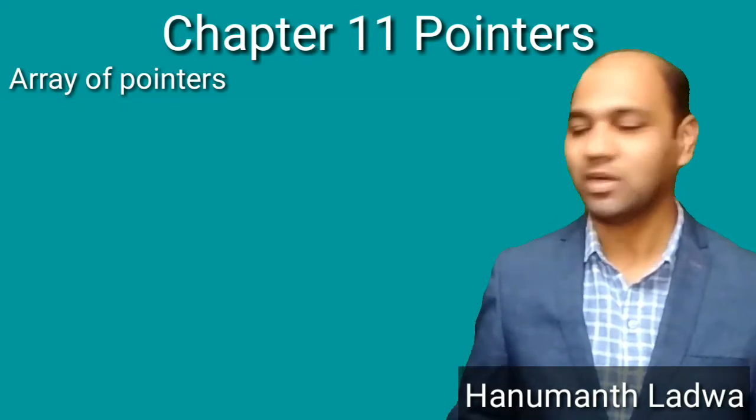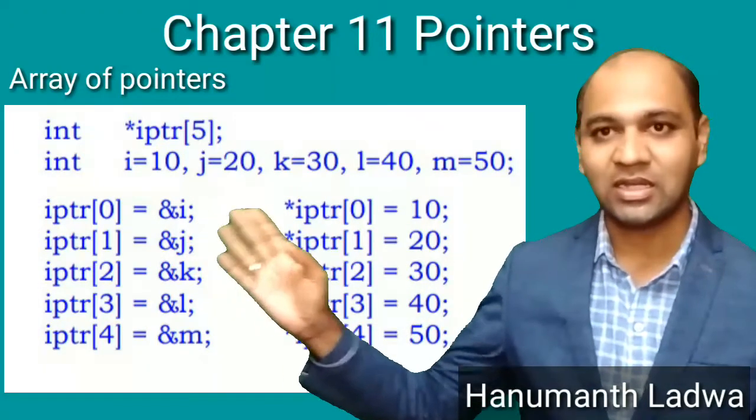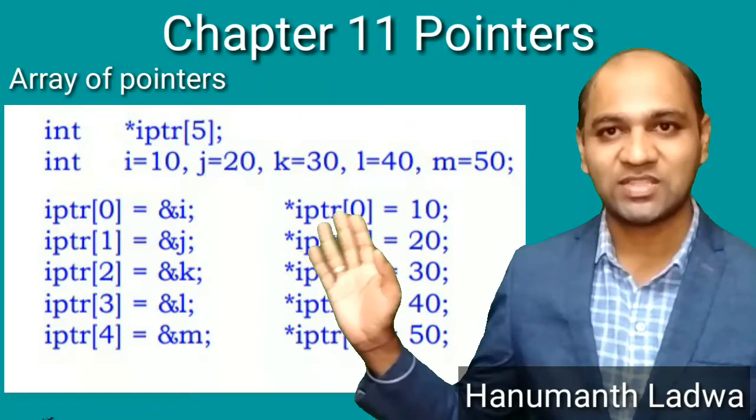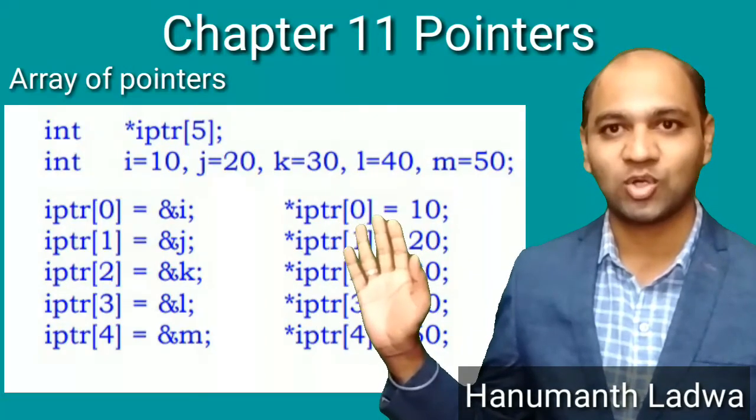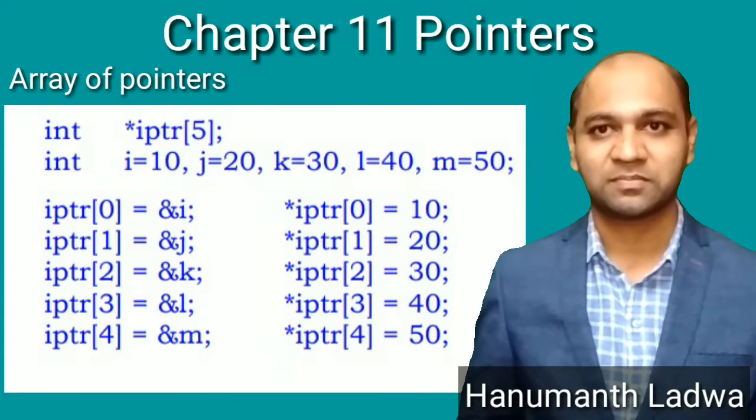Let us take an example. int *iptr[5]; then int i equal to 10, j equal to 20, then k equal to 30, l equal to 40 and m equal to 50.